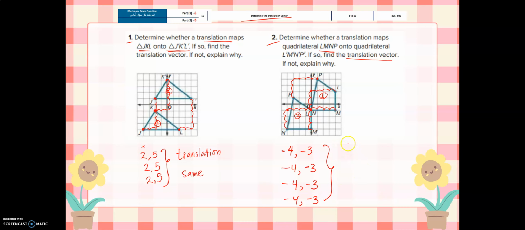They are all the same. That means this original figure is translated to this figure number 2. Okay, so this is a translation, and these are the translation vector. Okay, so as simple as that. Don't get anything wrong with it as long as you know how to count the number of units, to which direction, and yeah, that is all about it.